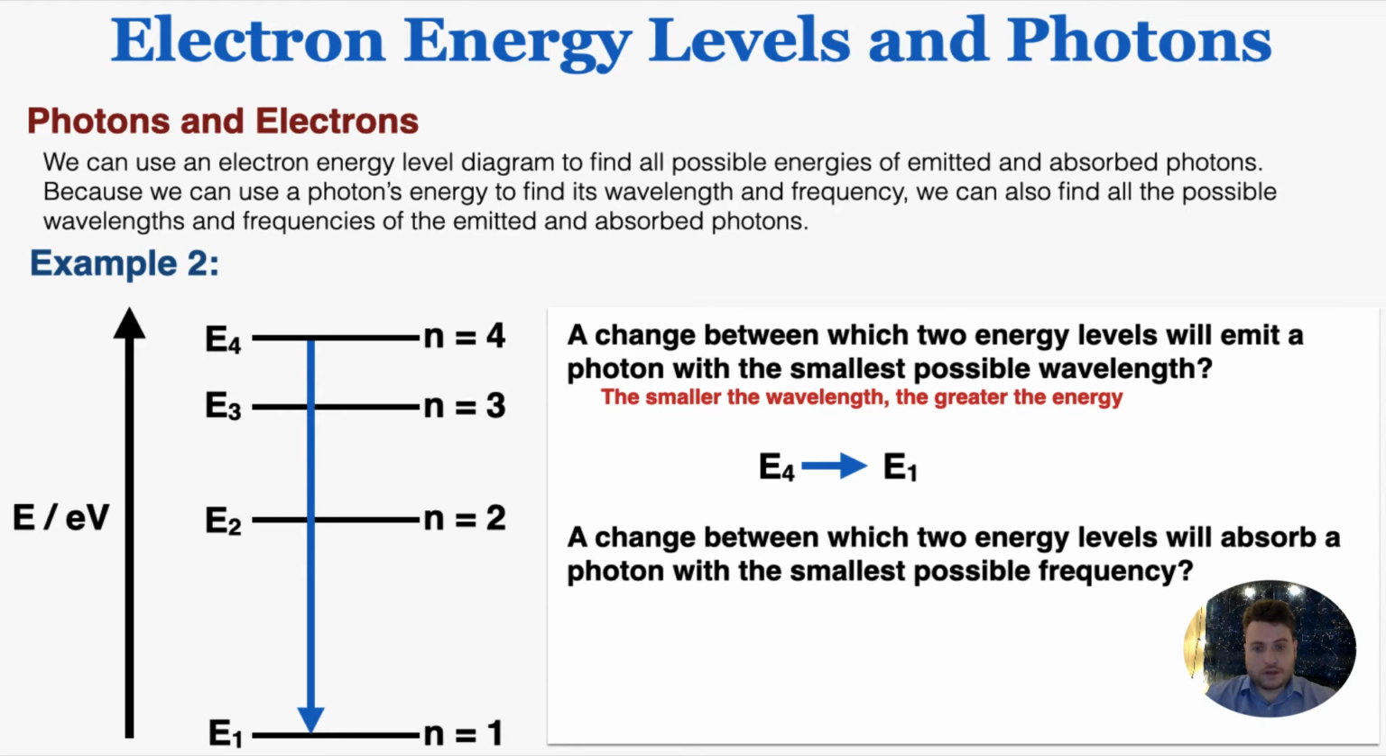If we're looking for the smallest possible frequency, I remember from the photon lecture that the smaller the frequency, the smaller the energy. So I'm now looking for the smallest possible energy change that can happen on this chart.